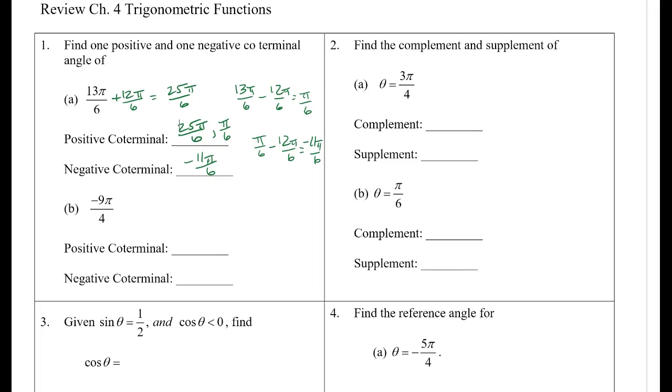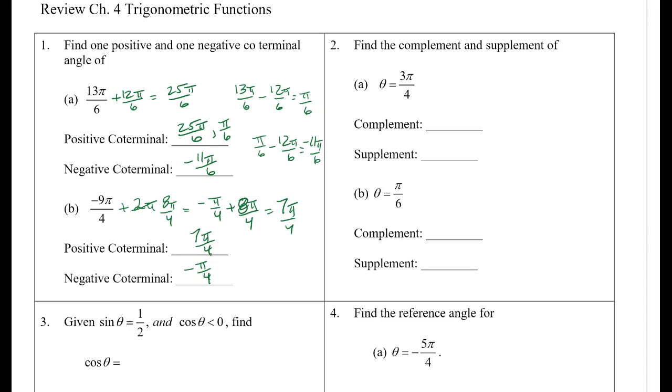Alright, part B, find a positive and negative coterminal angle for negative 9 pi over 4. So I'm going to do the same thing. I'm going to add 2 pi, which in this case is really 8 pi over 4, and it's going to give me negative pi over 4. That's a coterminal angle, but that's negative, so I'm going to put it down here. And then I'm going to add 2 pi again, which again was 8 pi over 4. I'm going to get 7 pi over 4.